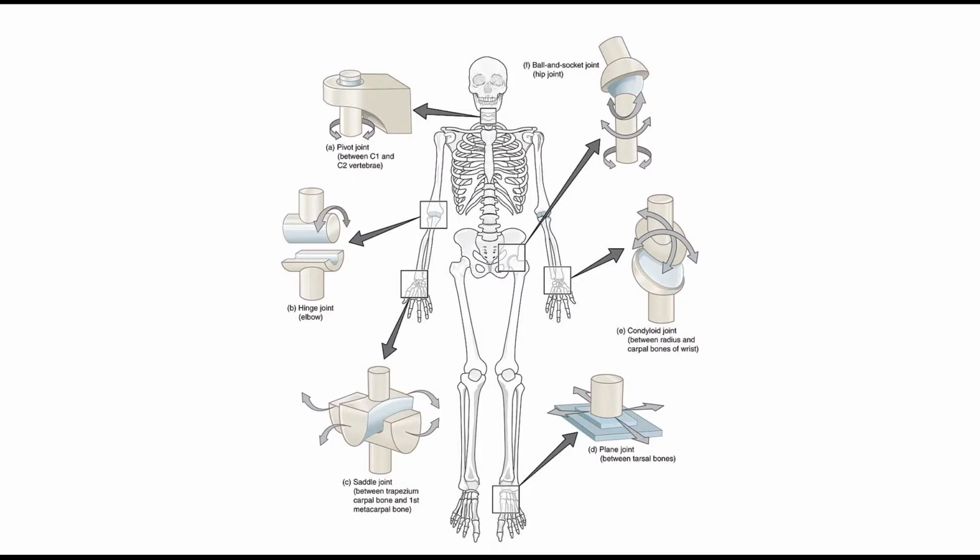The elbow joint is a hinge joint between the distal humerus and ulna. The movements at the elbow include flexion and extension. However, additional movements of pronation and supination occur at the proximal radio-ulnar joint.